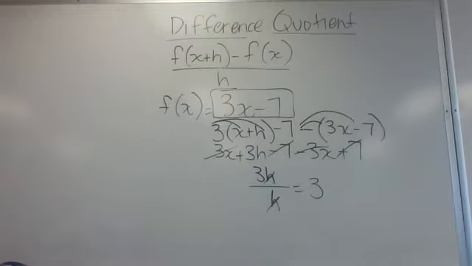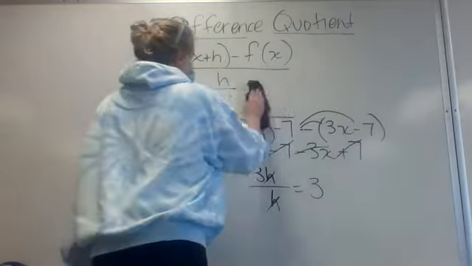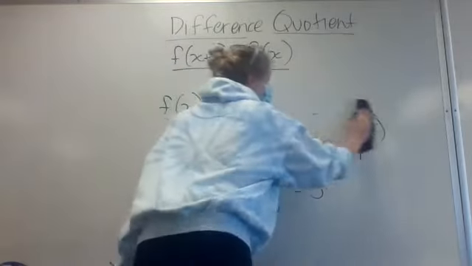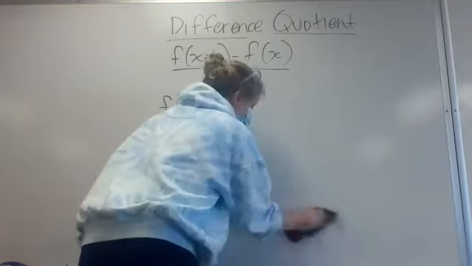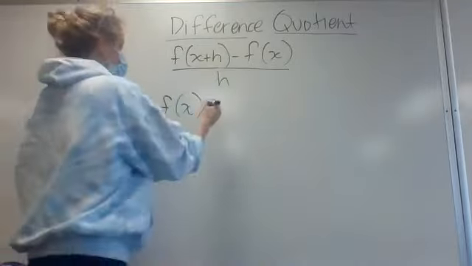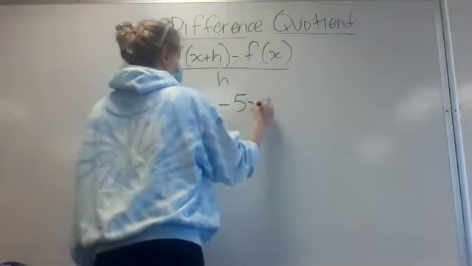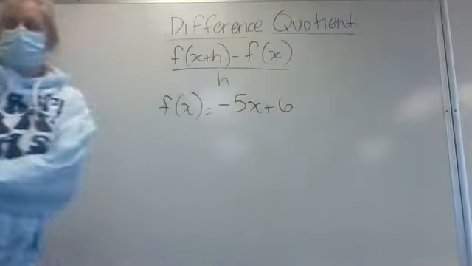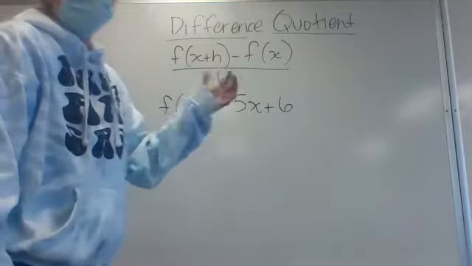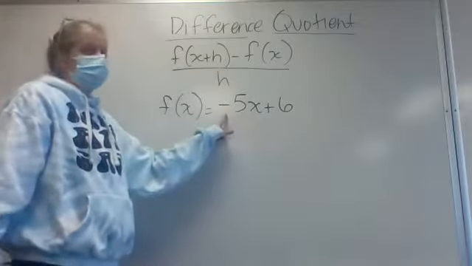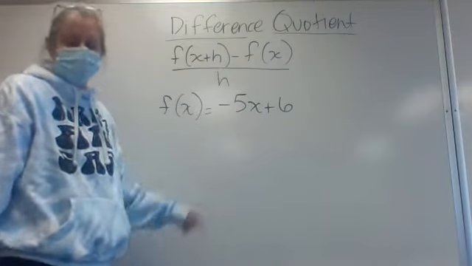Number 2 is going to be very similar. f of x is negative 5x plus 6. So this one's linear again, right? Because x is just x. It's not squared or cubed or anything like that. So my answer is the slope, which is going to end up being negative 5.